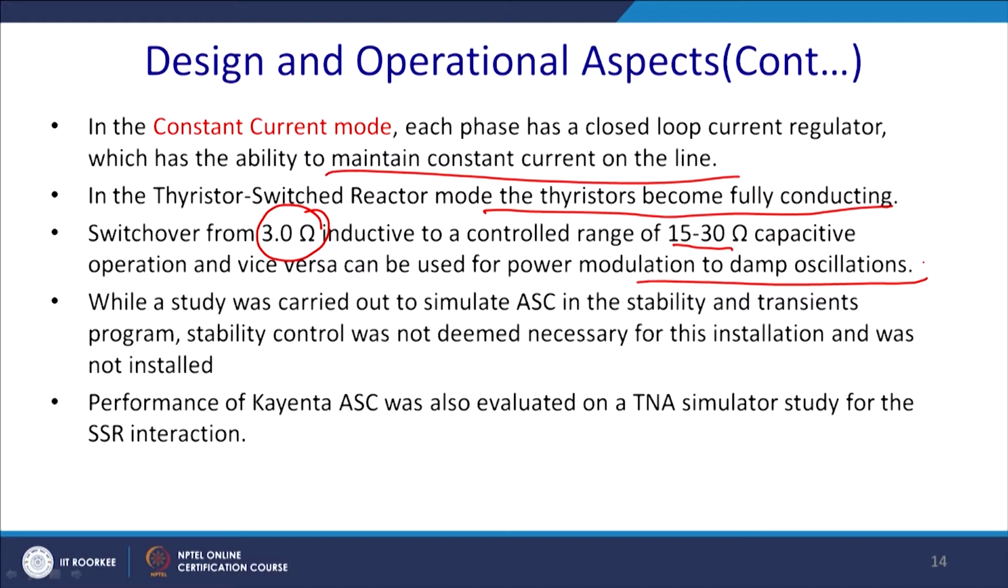When damping is required, current will flow through L and R to reduce the SSR, that is subsynchronous resonance. While the study was carried out to simulate SSR stability in the transient program, the stability control was not deemed necessary for the installation and was not installed.